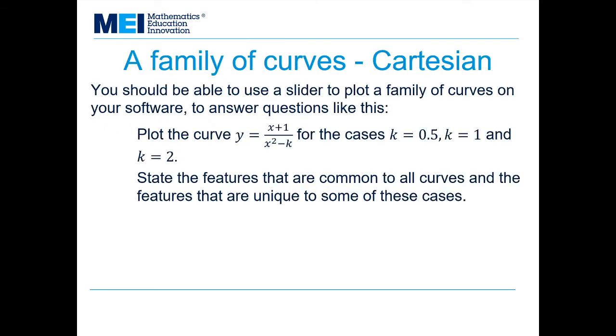Let's have a look at an example of a family of curves in Cartesian coordinates. In your software, you're going to need to be able to use a slider to plot a family of curves, and then by changing the slider, looking for features. So let's have a look at an example. Plot the curve y equals (x plus 1) over (x squared minus k) for the cases k is 0.5, k is 1, and k is 2. State the features that are common to all curves and the features that are unique to some of these cases.